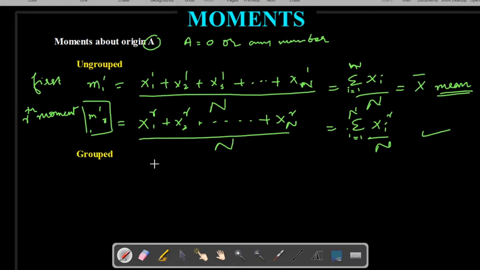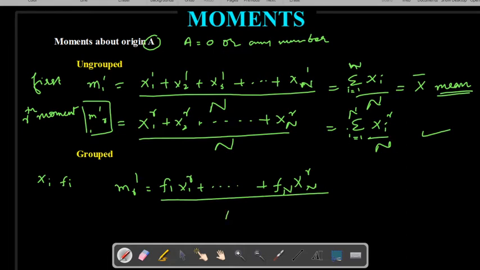Now for grouped data. What about grouped data? For each xi you have a fi, that's in the grouped data. So in that case, how will you find it? The same way, mr dash is equal to, you have to multiply the frequency also with all the entries. So that is f1 x1 raised to r plus etc. plus fn xn raised to r, whole divided by capital N.